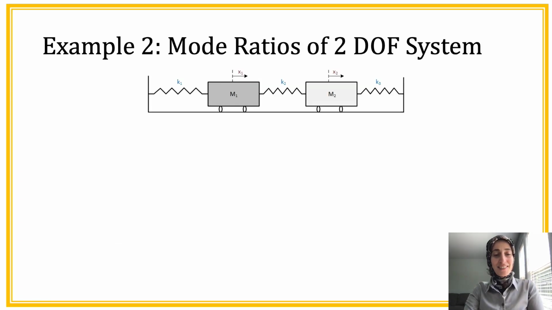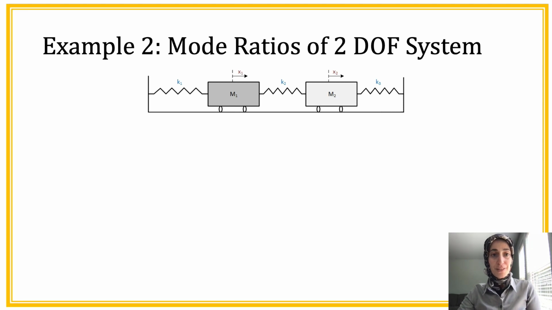Let's look at our second example, which is the mode ratios of a 2 degree of freedom system. The learning objectives specifically designed for this example are determining the 2 natural frequencies of a 2 degree of freedom system, visualizing the mode shapes of a 2 degree of freedom system, investigating the effect of initial displacement on the free vibration of a 2 degree of freedom system, and using the MATLAB app to create single degree of freedom and 2 degree of freedom systems. So what's the theory behind this?